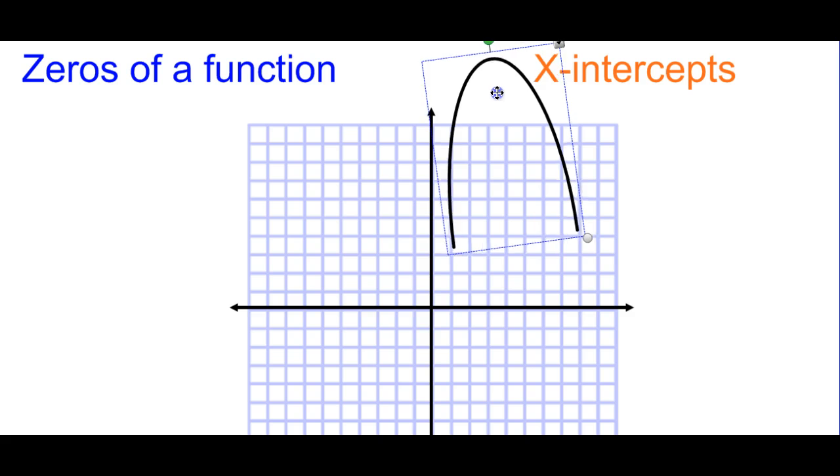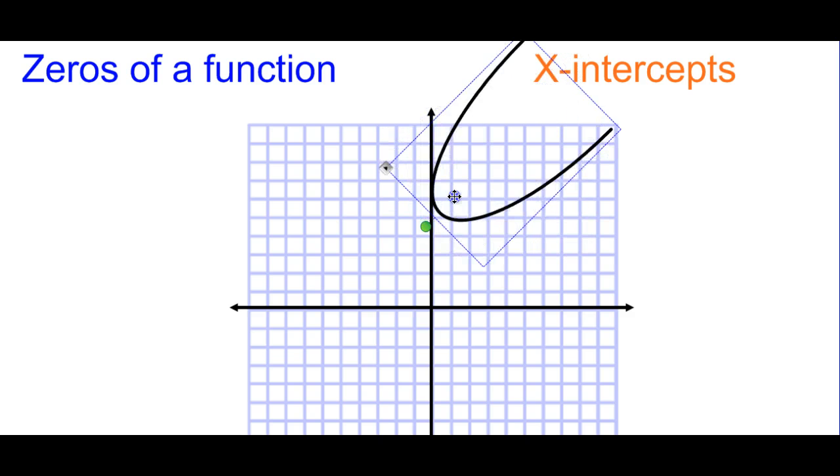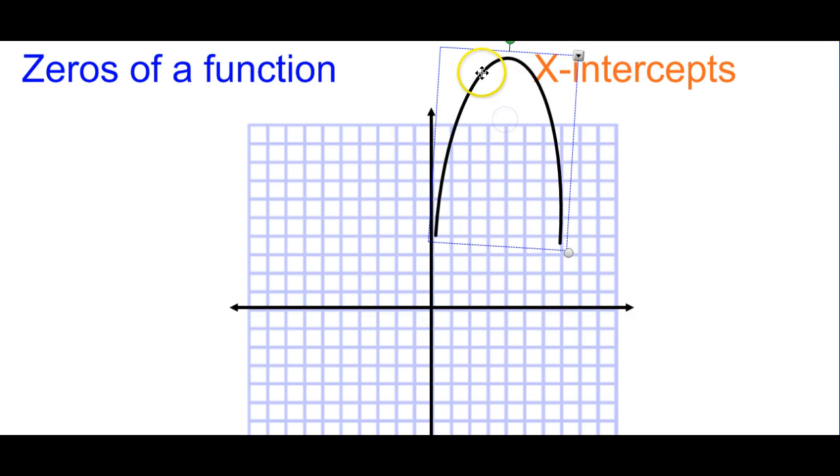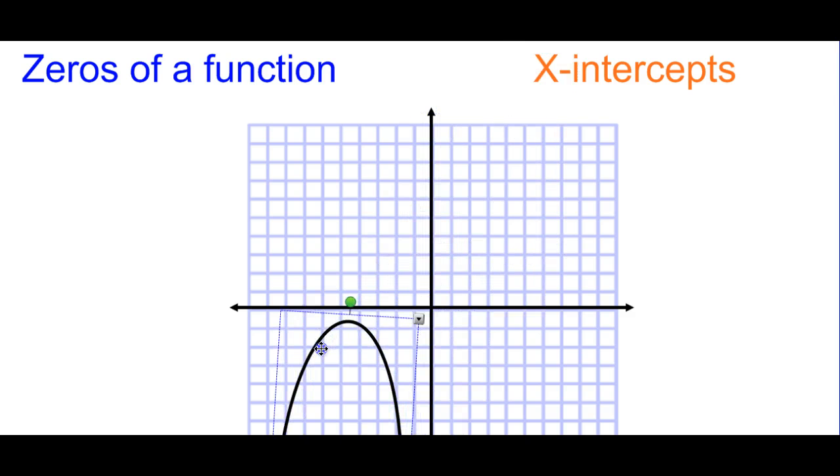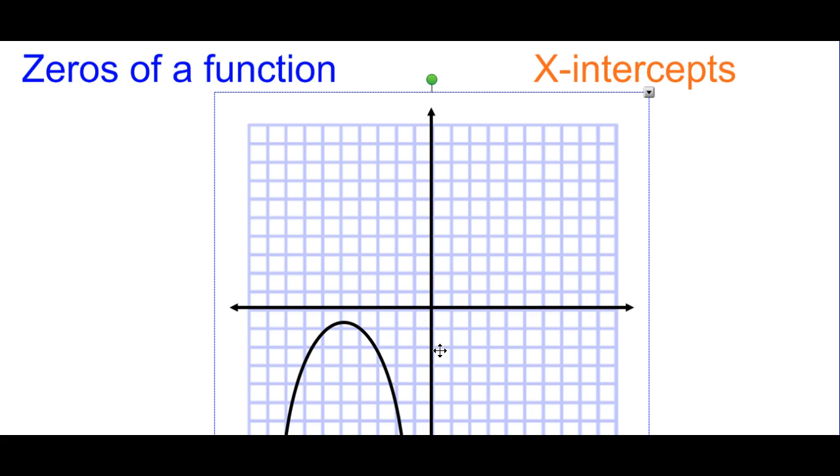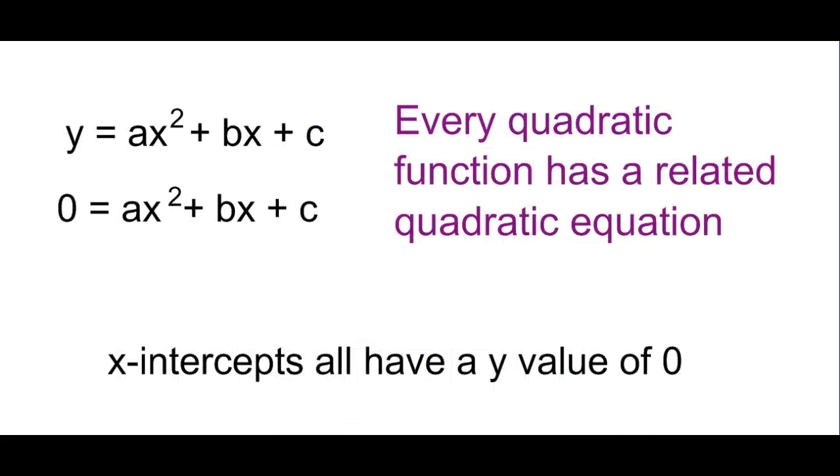And the third thing that can happen is that your parabola could be up here, or it could be down here, something like that, in which case it has no x-intercept, so it has no zeros. And now we're just going to go ahead and do these.